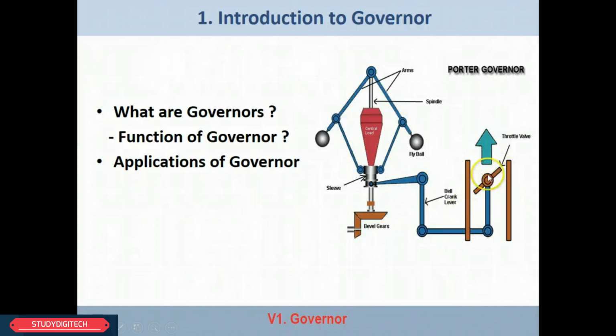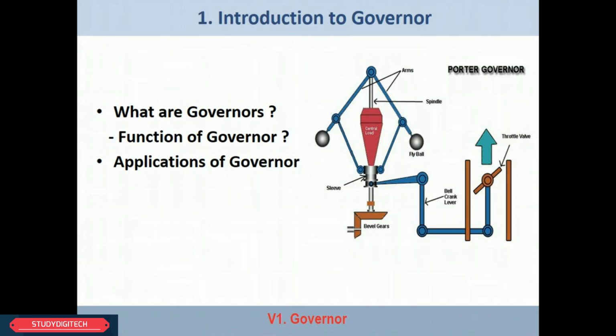valve. So the throttle valve will open and the fuel supply will increase. When the fuel supply increases, the speed will increase. When the speed increases, the engine will run at constant speed. So we can achieve constant speed.